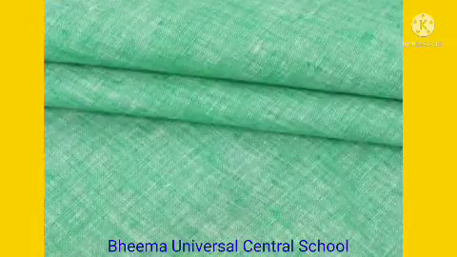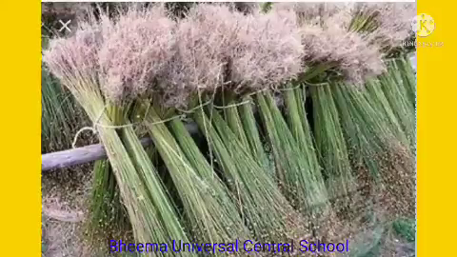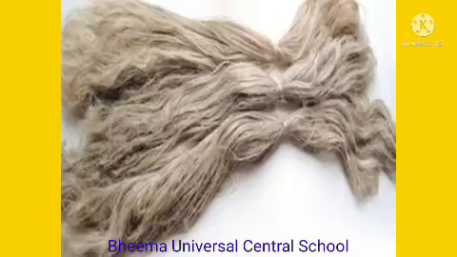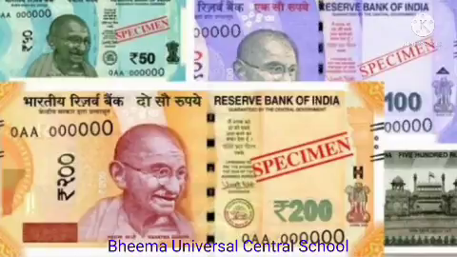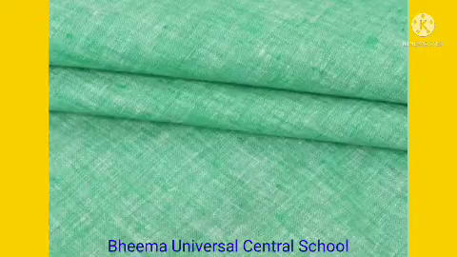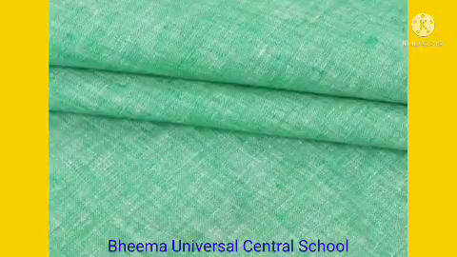Next one is flax. It is also known as linseed. It is obtained from the stem of the flax plant. It is used in making fabrics for warm weather and to make ropes and twines. It is also used in making paper for currency notes. Next plant fiber is linen. It is the fabric made from flax stem. This fabric is very popular as it is comfortable to wear in both winter and summer seasons.